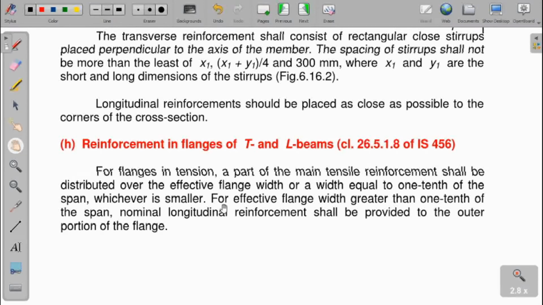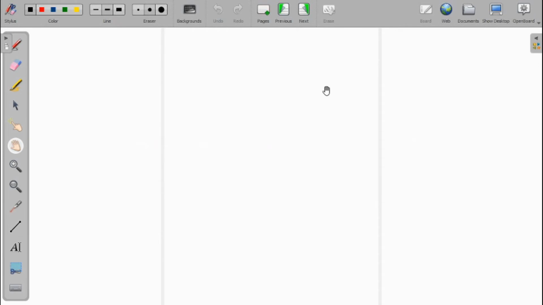We will quickly take one example and we will see how we provide the torsion reinforcement, or whatever we have discussed, how to provide them. Now, we will take an example. Let us say we have a rectangular beam of breadth 400 and depth 700. Let me start with this drawing itself from the beginning. So, let us say this is my beam.